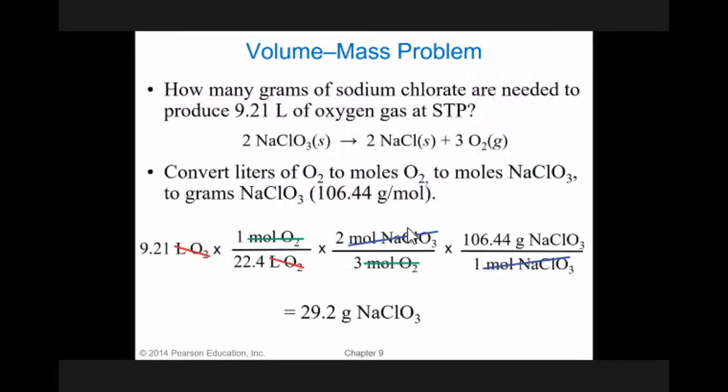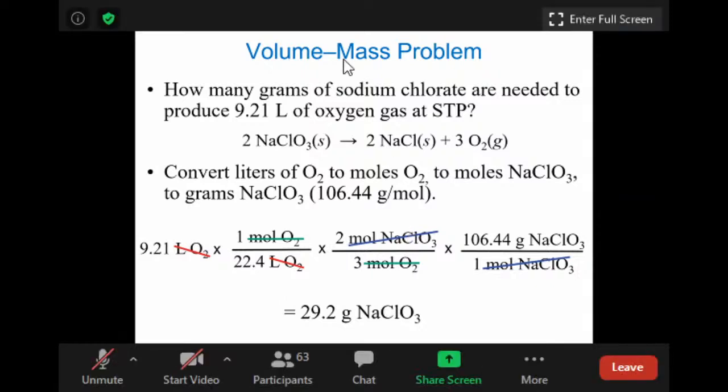We count the volume. How many grams of sodium chlorate are needed to produce 9.21 liters? They're telling you, what do I start with? I want to make 9.21 liters. My goal is to make that. Well, how much material do I need to give me this volume? In the previous problem, you are given the material and you find the volume. Now they're telling you, this is the volume you should make.